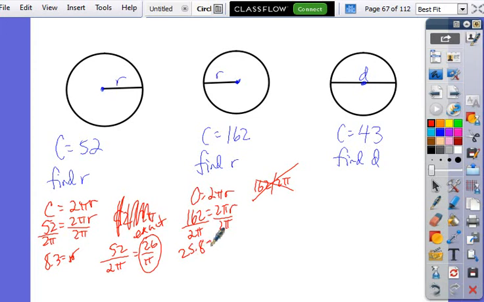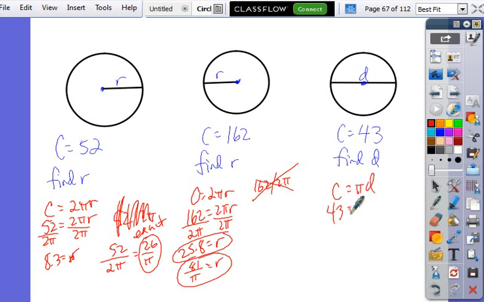If I do the exact version, I would do 162 divided by 2 and get 81 over pi. So there are my two answers. Coming over here, it says find diameter. Well, I'm going to use the diameter formula. So 43 equals pi d. Divided by pi.